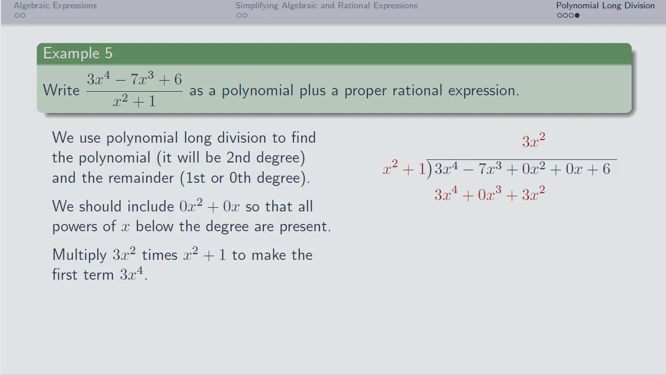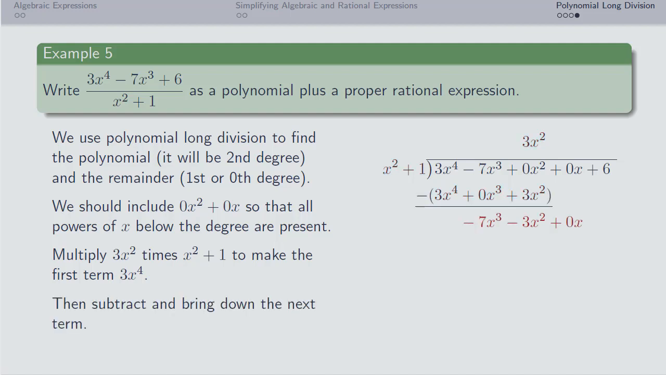We think about what do we multiply x squared by to get 3x to the 4th? Well, that's going to be 3x squared. So when I multiply 3x squared times x squared plus 1, I get 3x to the 4th plus 0x cubed plus 3x squared. So when I subtract, I have minus 7x cubed minus 3x squared, and then I'm going to bring down the 0x.